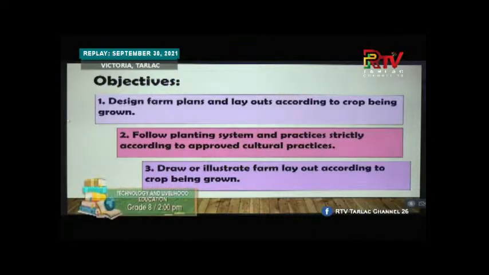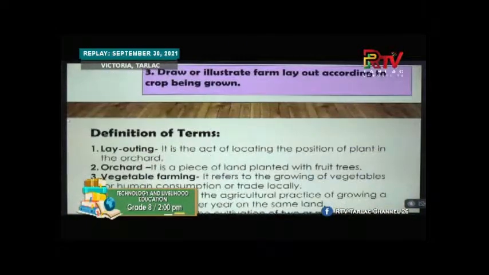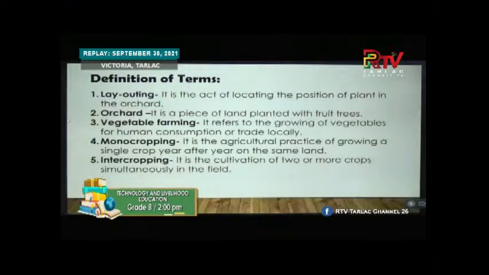Before we continue, please remember the following definition of terms. Number 1, layouting. It is the act of locating the position of plants in the orchard. Orchard. It is a piece of land planted with fruit trees. Vegetable farming. It refers to the growing of vegetables for human consumption or trade locally.